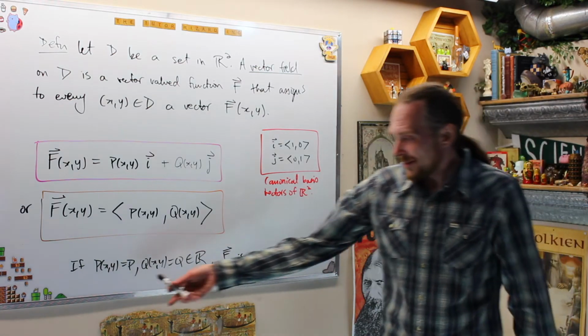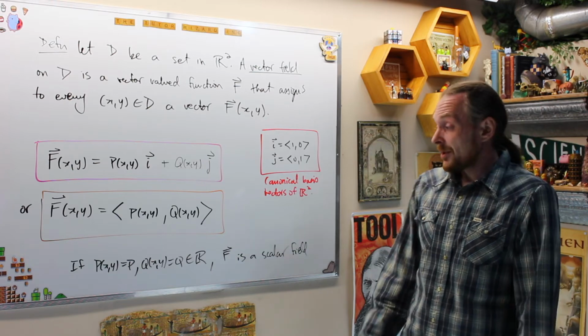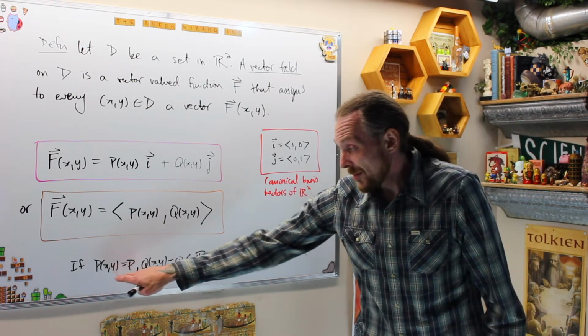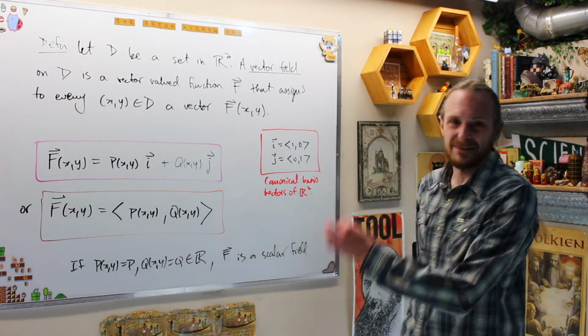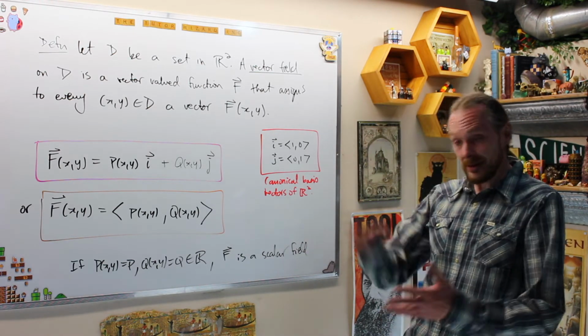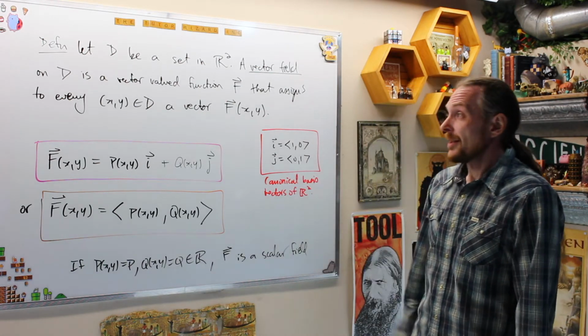If, in particular, these are constants, then that vector field is going to be constant regardless of and independent of the points, and we're going to call that a constant field, which still defines a vector at every point, but the vector has the same magnitude and is just going to be pointed in the same direction no matter what point you're at. Let's do a couple examples.